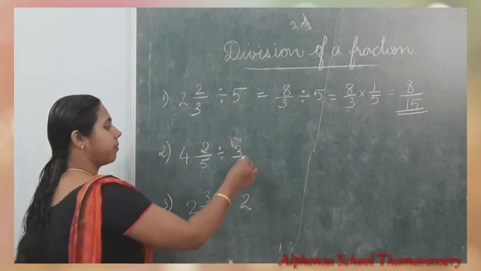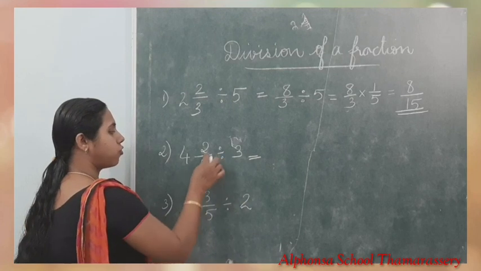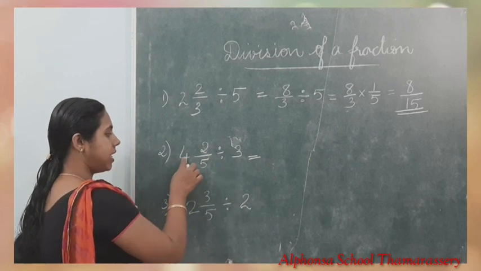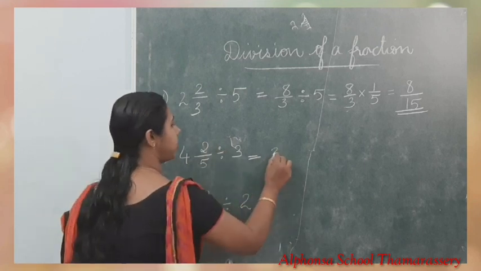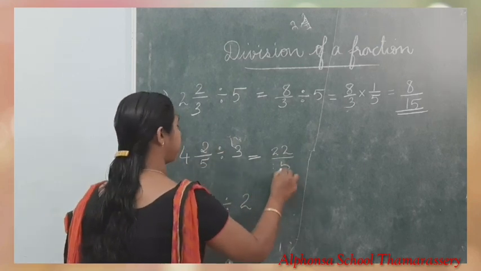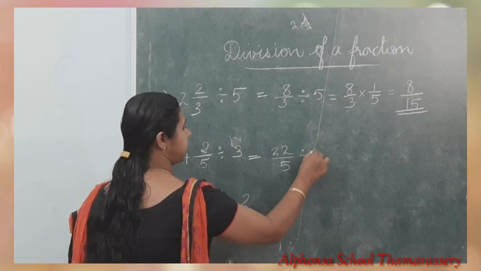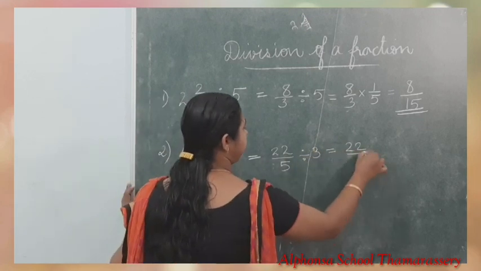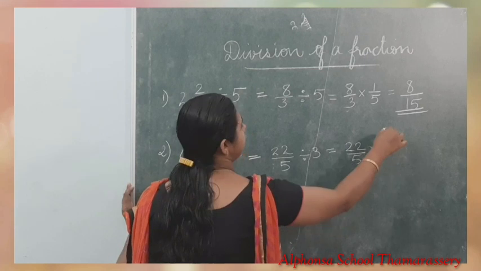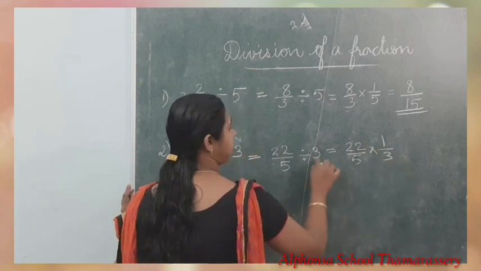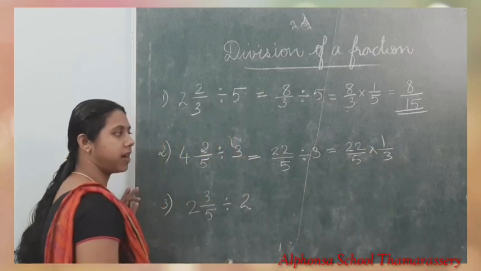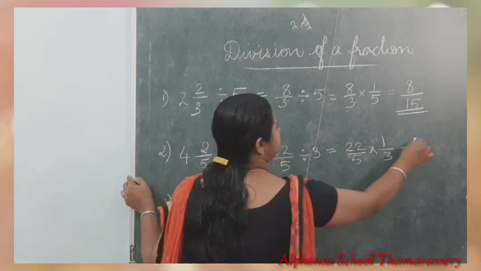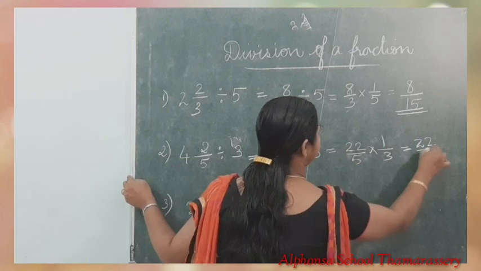The next one. 4 into 2 by 5 divided by 3. 4 5s are 20. 20 plus 2, 22 by 5 divided by 3, which is equal to 22 by 5 into 1 by 3. Reciprocal of 3 is 1 by 3. Multiply with the reciprocal. So, there is no common factor. So, the answer is 22 by 15.